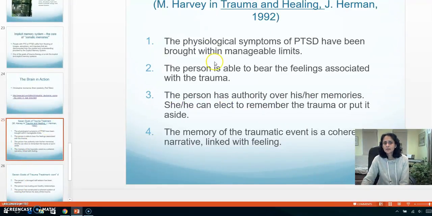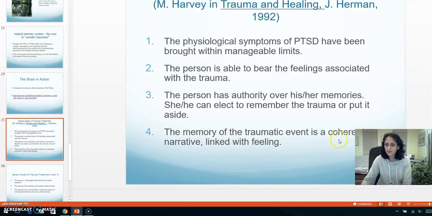So this is important in terms of the goals of trauma therapy. One is that you bring the physiological symptoms into manageable limits. The person has authority over his or her memories and can elect to remember the trauma or put it aside. So now you have control. This is your story. You fold it and put it aside, and you can either retrieve it at will and examine it, or choose not to return to it. But that will happen only after you have processed it.